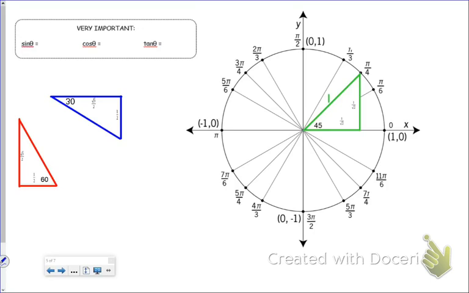I think I left them not rationalized, but this value was root 2 over 2, and this value was root 2 over 2. What that means is this point on my circle, if the radius is 1, at pi over 4 radians, or 45 degrees, that point, if I were to plot it, would have an x-coordinate of root 2 over 2 and a y-coordinate of root 2 over 2. All right, so now I'm going to go ahead and move my other triangle.